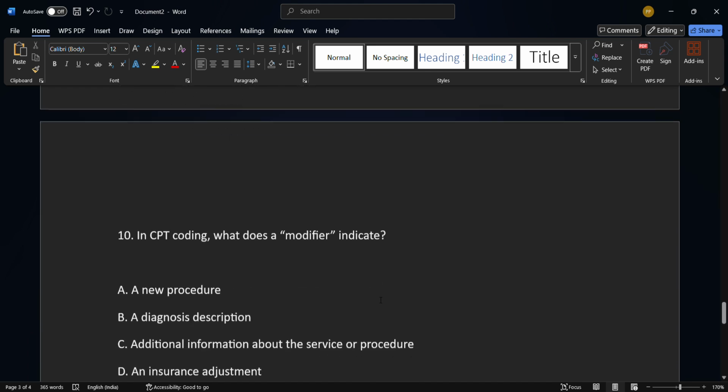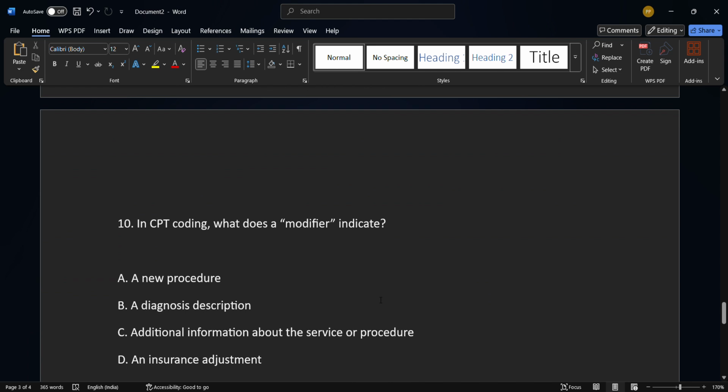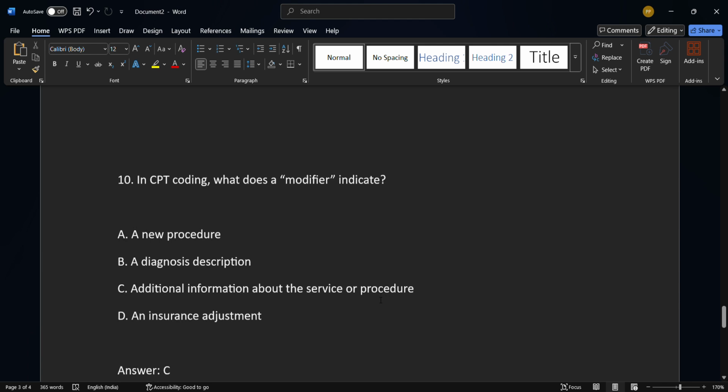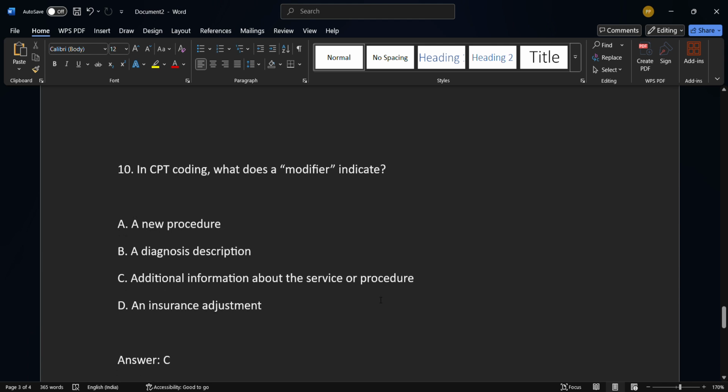And the final question, the tenth one: in CPT coding, what does a modifier indicate? Option A, a new procedure. Option B, a diagnosis description. Option C, additional information about the service or procedure. Option D, an insurance adjustment. The right answer is option C, additional information about the service or procedure. This is the correct answer.